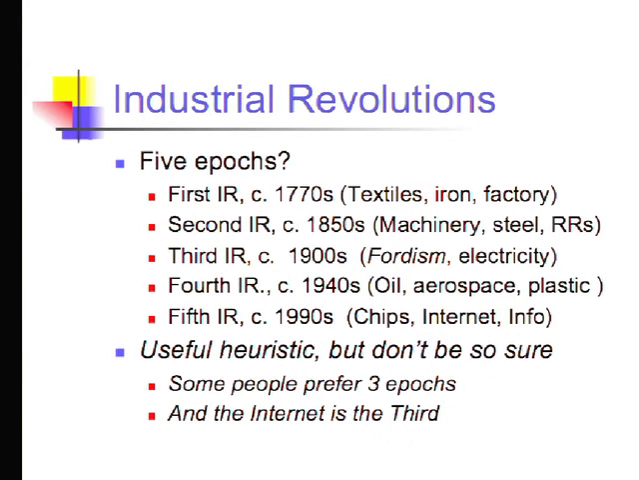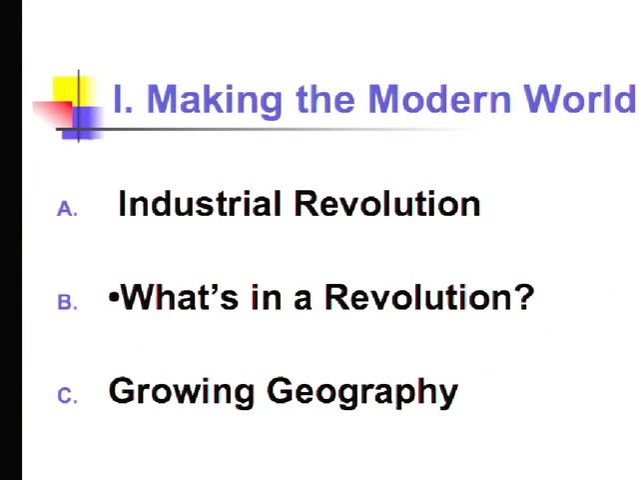Okay, so, but then there are some people who say, well, no, the first industrial revolution is about 1800, the second one's 1900, the third one is the millennium, 2000. Who knows? You can argue this endlessly. It's useful up to a point, but I wouldn't fetishize it. But we'll sometimes refer to these things, these epochs. Okay, what's in an industrial revolution? What goes on in an industrial revolution?